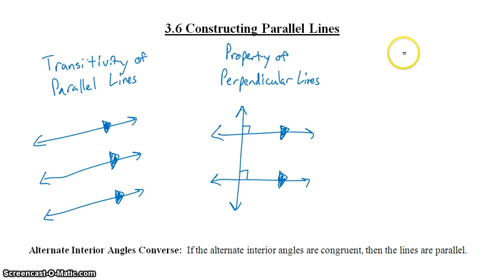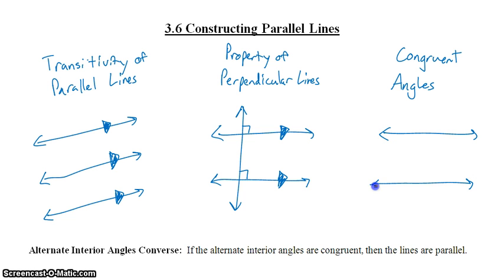And the last way we looked at proving lines parallel was by using congruent angles and a transversal. If I have two lines cut by a transversal, if I can prove that my alternate interior angles are congruent, or my alternate exterior angles are congruent, or my corresponding angles are congruent, then my lines are parallel.